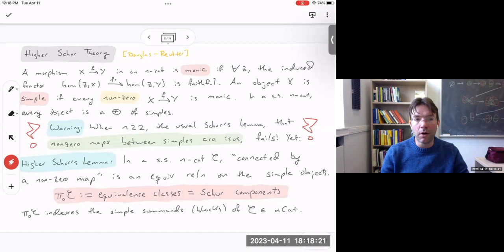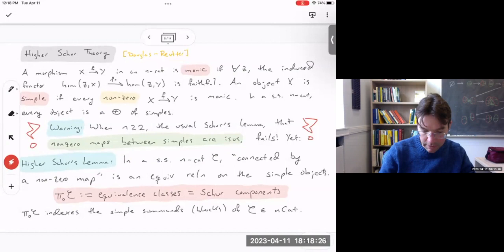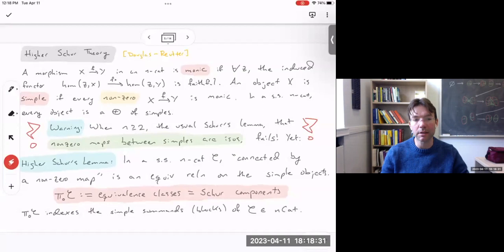The reference I know is the paper of Douglas and Reuter that introduced fusion two categories, semi-simple two categories. So it makes perfectly good sense to talk about simple objects. In a semi-simple n category, it's still true that every object decomposes as a direct sum of simples. So it feels very much like a semi-simple one category. The thing to be careful about is that what's not true in higher categories is that if you have a non-zero map between simples, then it's necessarily an isomorphism.